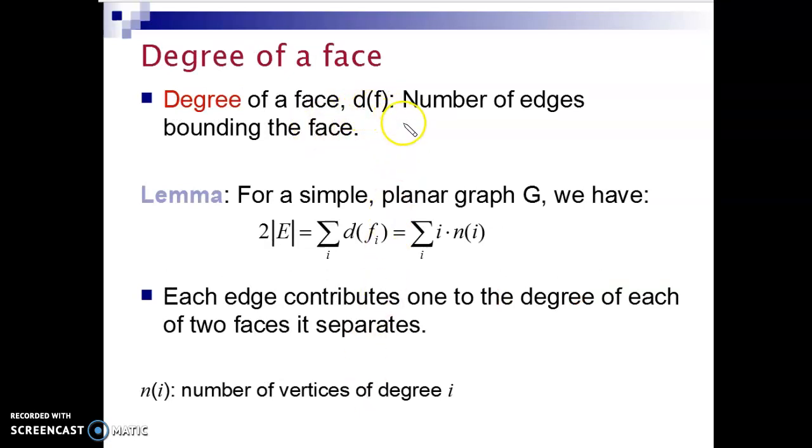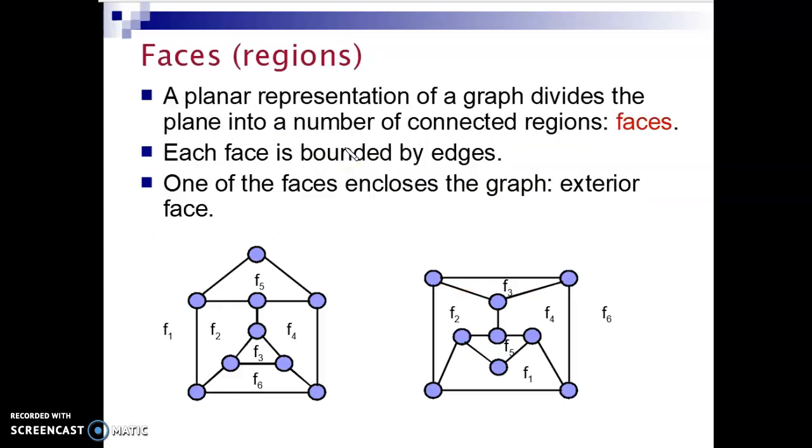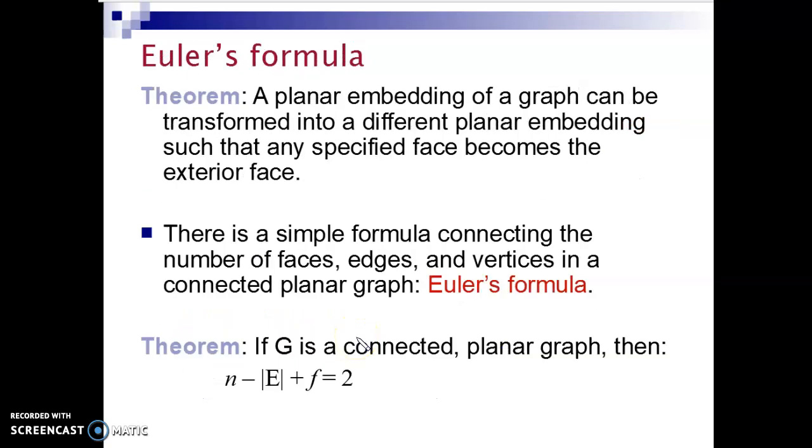The degree of a face is defined as the number of edges bounding the face. If we go back to our example here, let's try to find out the degree of F4. We need to count the number of edges on the borders of F4. So 1, 2, 3, 4, and 5. The degree of F4 is 5. You can find the other faces' degrees by yourself.